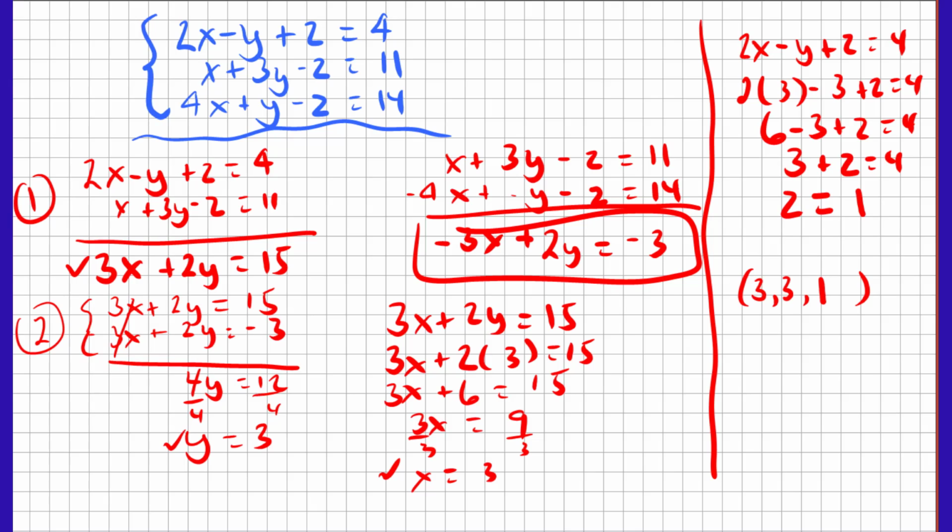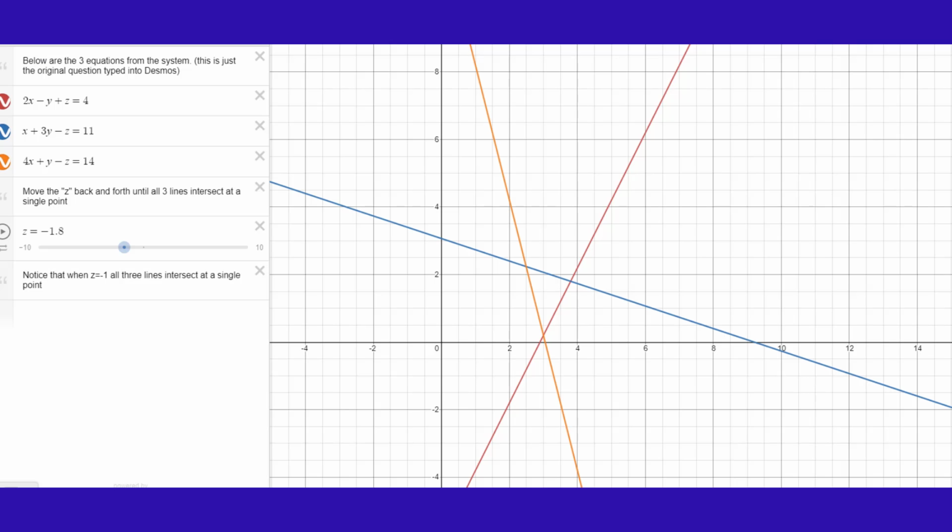Now, I'm going to go over to Desmos, and we're going to think of that third dimension, and we're going to use a slider to see what our solution is to check our work. All right, so we got 3, 3, 1. What I did here in Desmos was I typed in the first equation from the original system, 2x minus y plus z equal 4. So that's your red line, that's this one. I've got the second one, x plus 3y minus z equal 11. That's my blue line, that's this guy. And then my orange one is 4x plus y minus z equal 14.